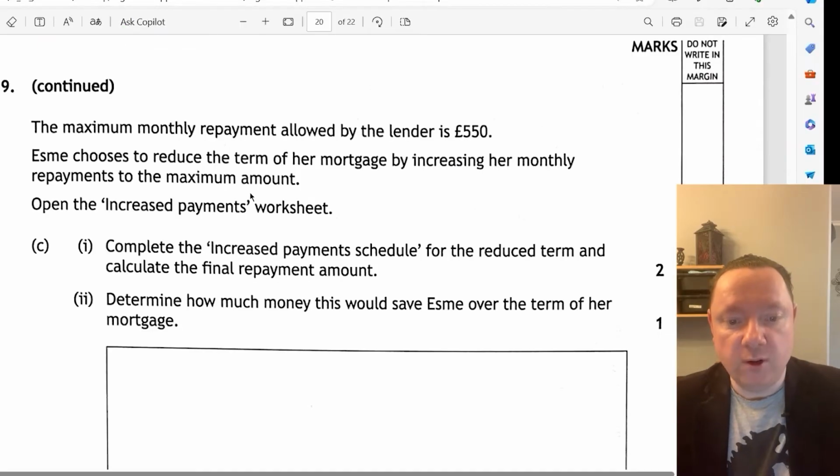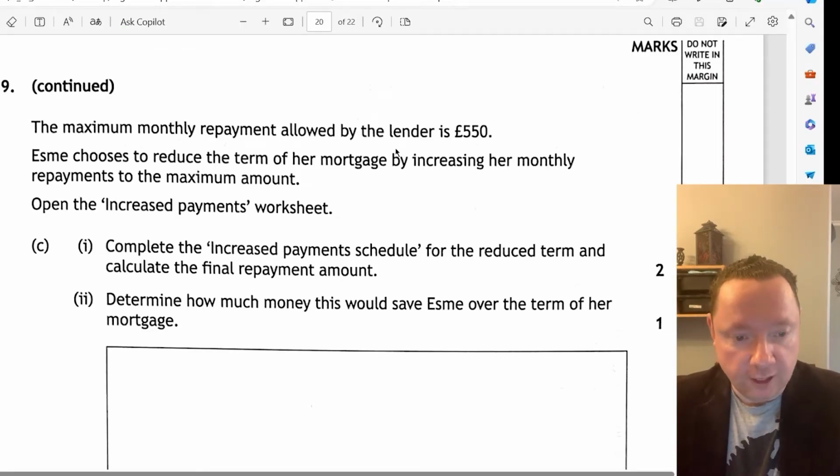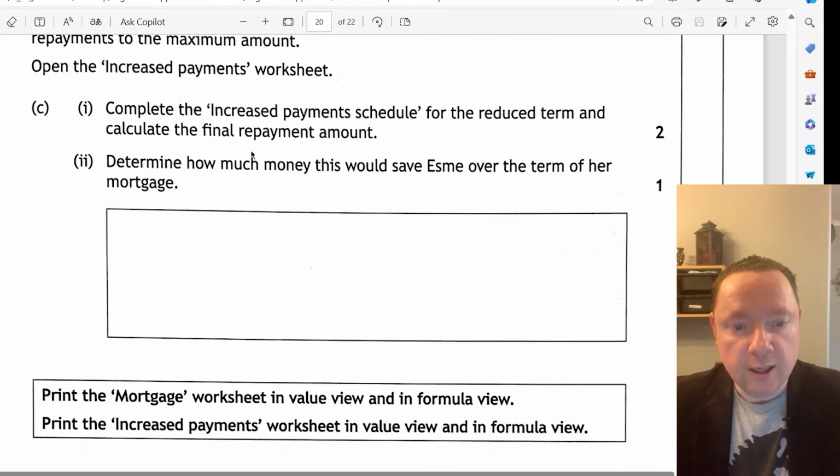Okay, the maximum monthly repayment amount allowed by the lender is £550. Esme chooses to reduce the term of her mortgage by increasing her monthly payments to the maximum amount. Open the increased worksheet, complete the increased payment schedule for the reduced term and calculate the final repayment amount. Determine how much money this would save Esme over the term of her mortgage.